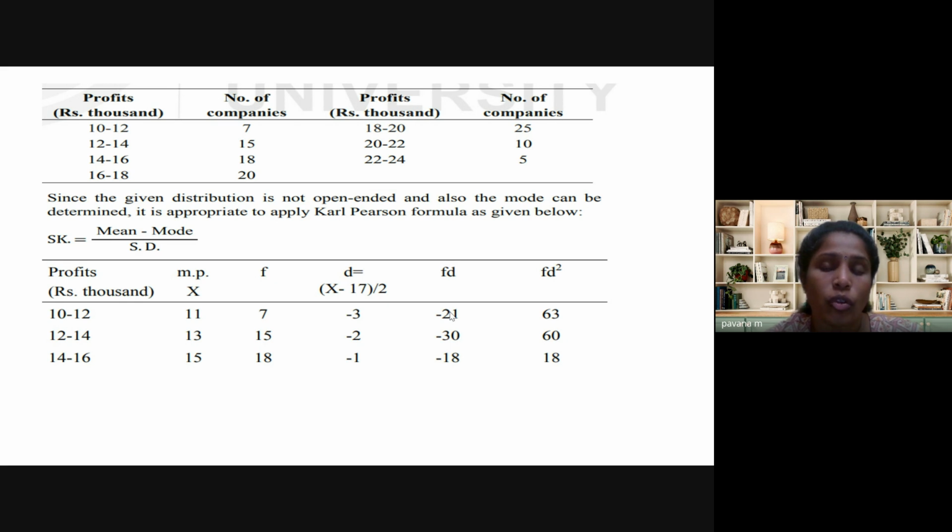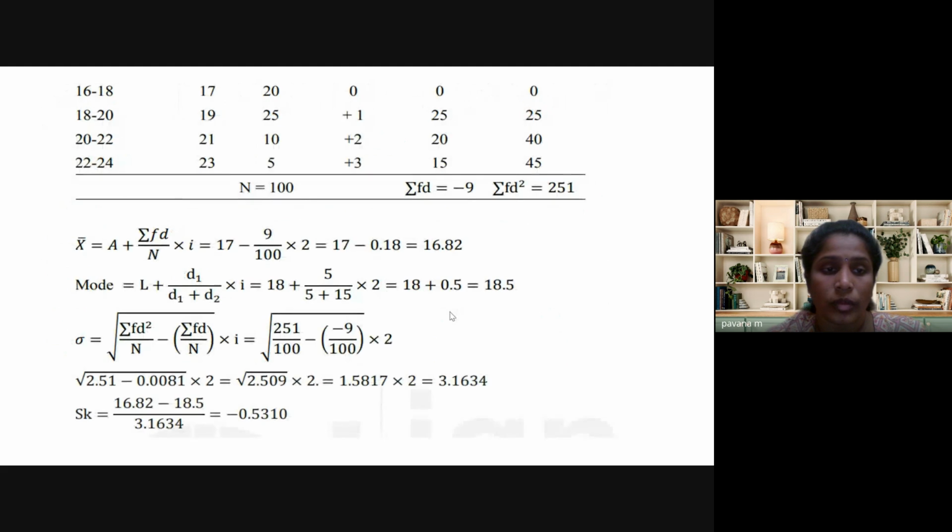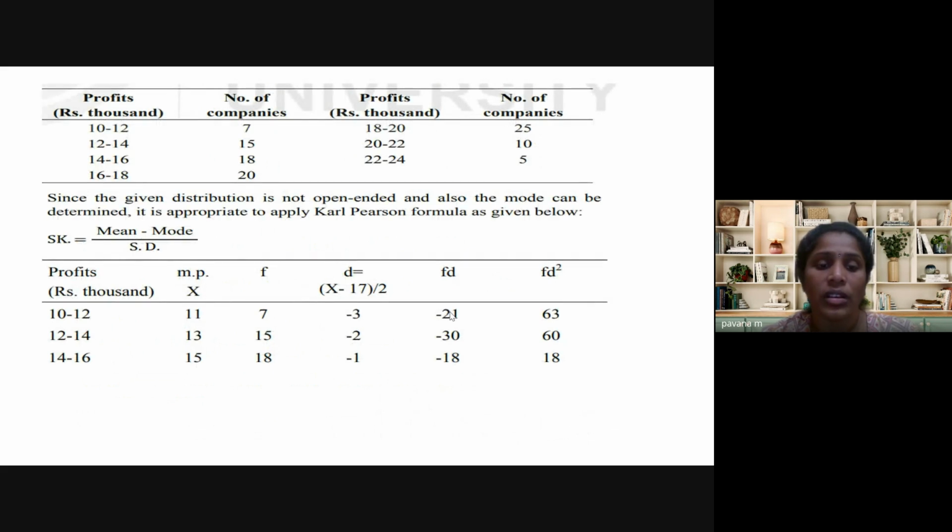For 10 to 12, the midpoint is 11. 12 to 14, 13. 14 to 16, the midpoint is 15. 16 to 18, midpoint 17. 18 to 20, 19. 20 to 22, midpoint is 21. 22 to 24, midpoint is 23. In the next column, we enter the F values, which are already given in the problem, number of companies. That represents the frequency F: 7, 15, 18, 20, 25, 10 and 5.